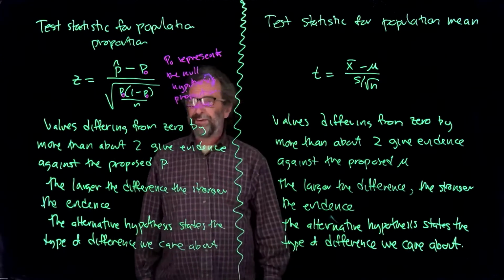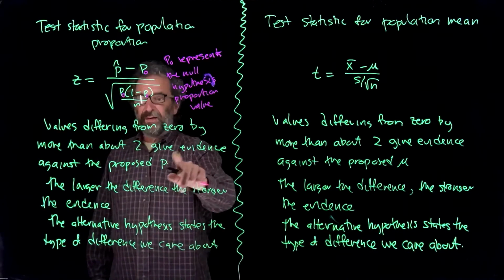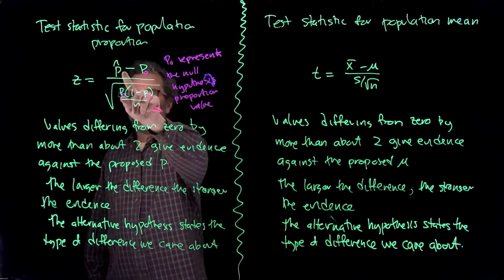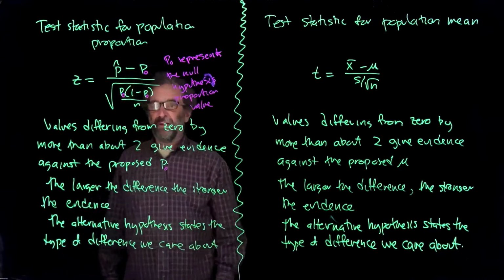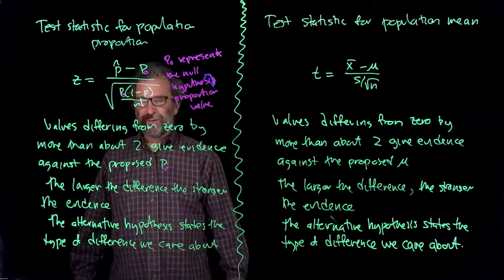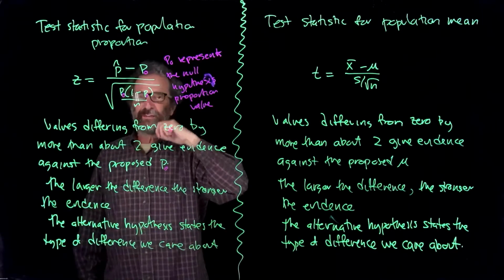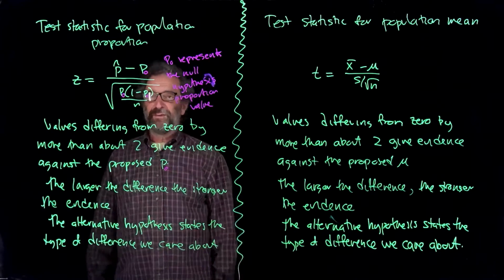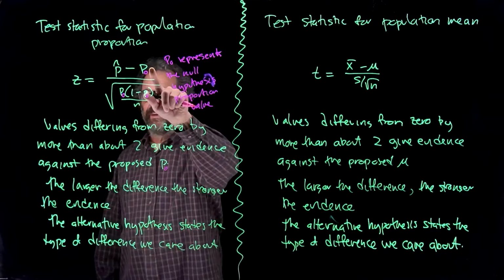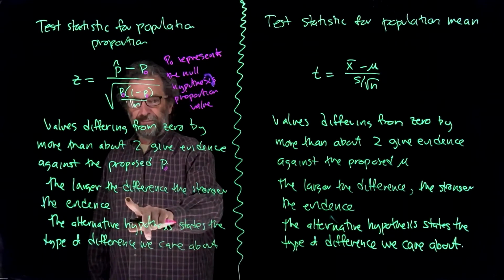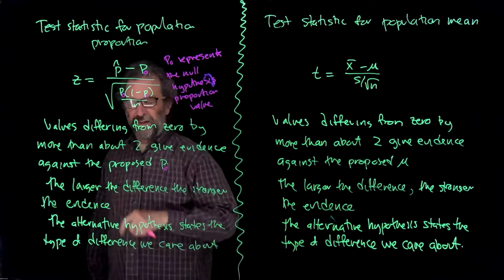Okay, and then we said values differing from 0 by more than about 2, because this measures standard deviations, give evidence against the proposed p, because the p hat is pretty far away from the proposed p, I could say p naught if you want. It's more than 2 standard deviations, so that's not where you would expect it to be. If you use the right number here, you don't expect to get numbers bigger than something like 2 or smaller than -2 very often. So if you do, you say something might be up, and that's evidence against the value that you stuck in here. Okay. The larger the difference, so differing from 0 by more than 2, the stronger the evidence.